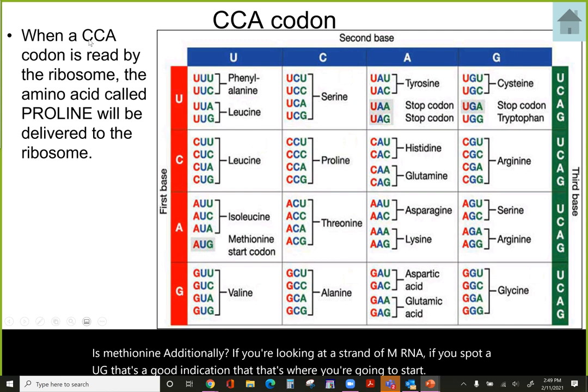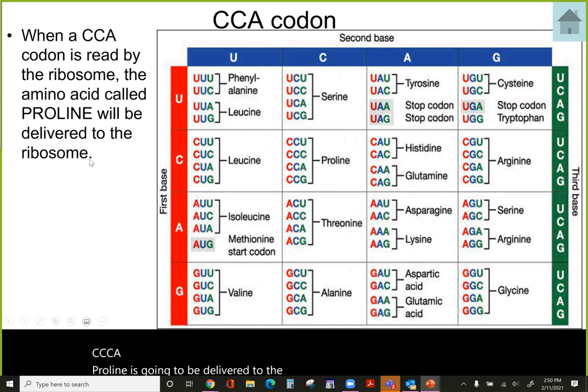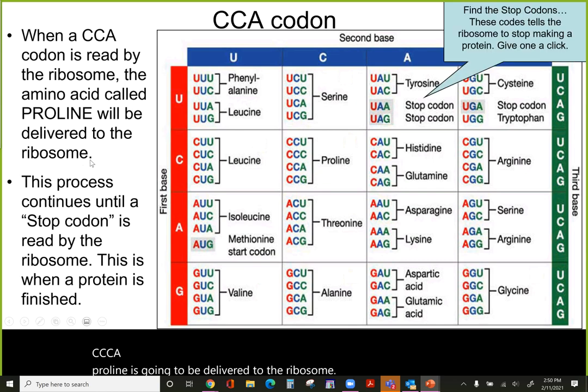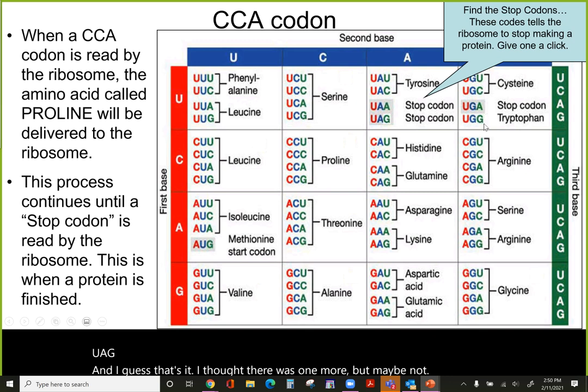So when a codon reads CCA, proline is going to be delivered to the ribosome. And this process continues until you hit a stop codon. Now, there's a couple of different stop codons. There's UAA, UAG, UGA, and I guess that's it. I thought there was one more, but maybe not. That tells the ribosomes, okay, this is where you stop.